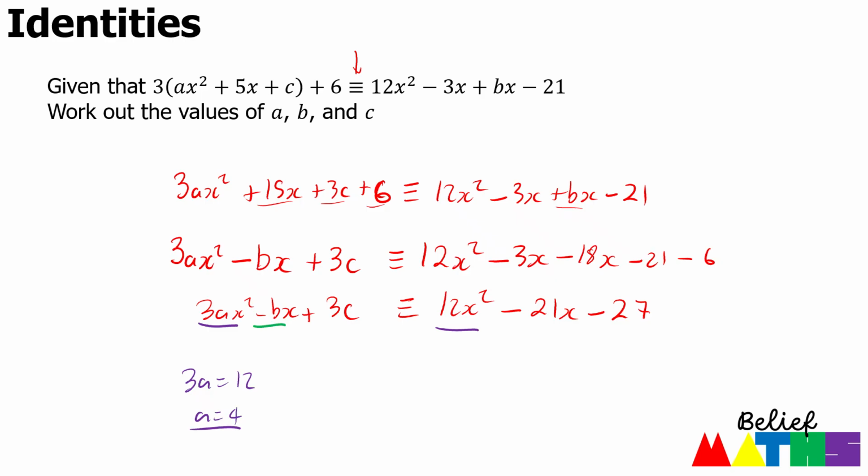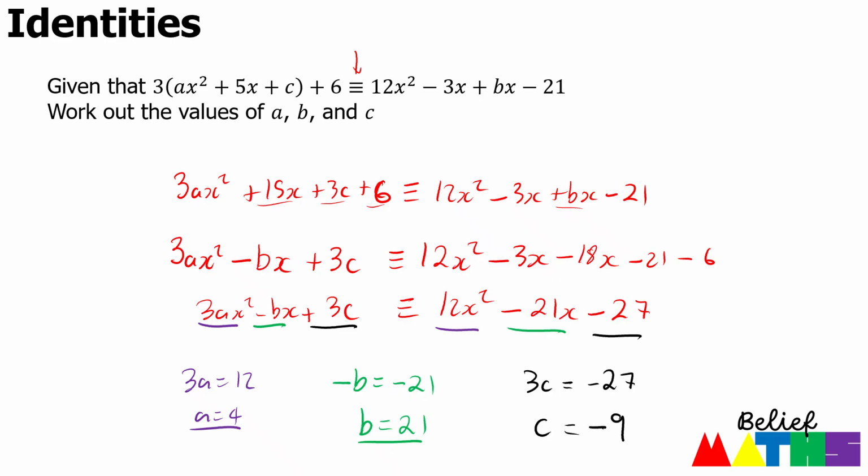Looking at our b, negative bx is negative 21, so negative b equals negative 21, so positive b must be positive 21. And then finally, to finish off, 3c is equal to minus 27, so c equals minus 27 divided by 3, which is minus 9. So a is 4, b is 21, and c is minus 9. There are a few other ways to do it, and you might have spotted the 4 straight away when you looked at it, but if you did it a different way, you should still get the same answer.